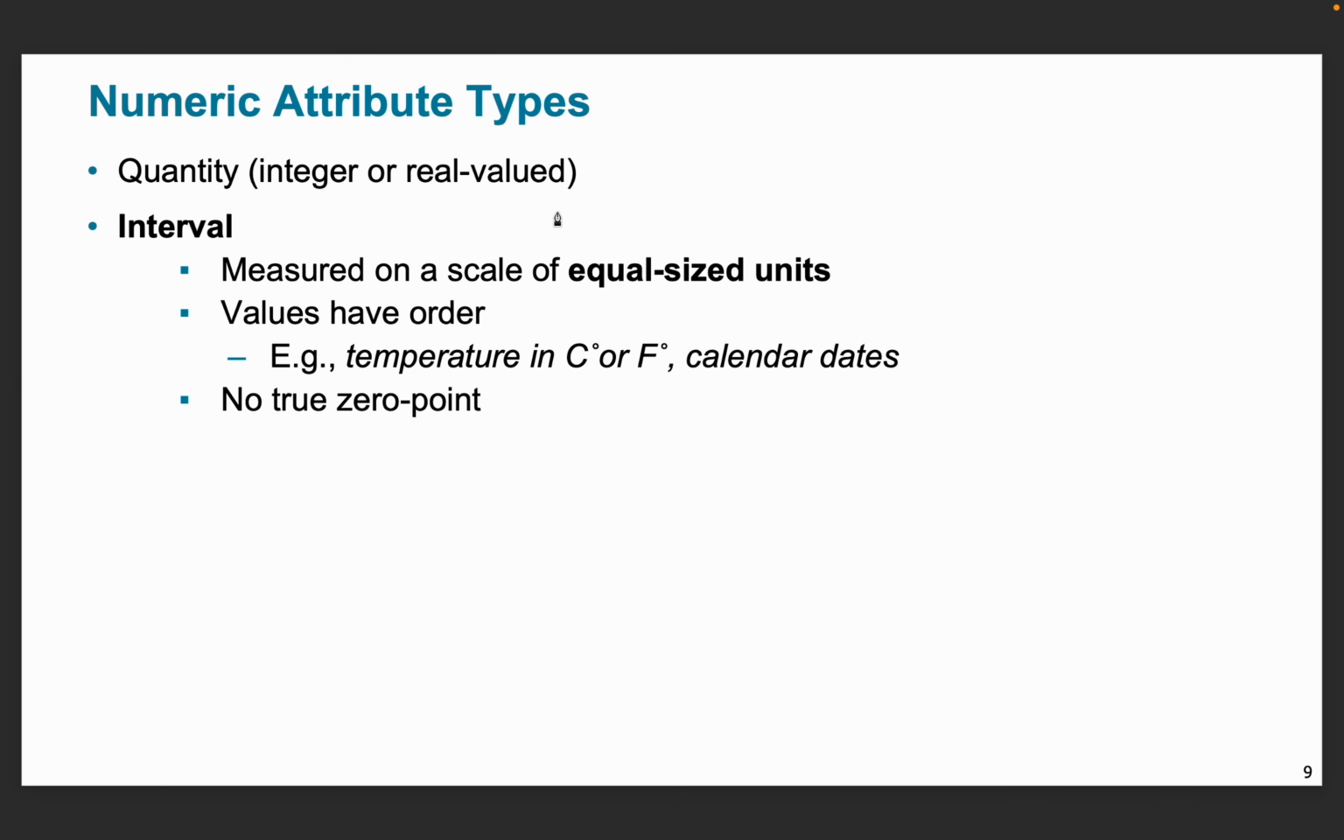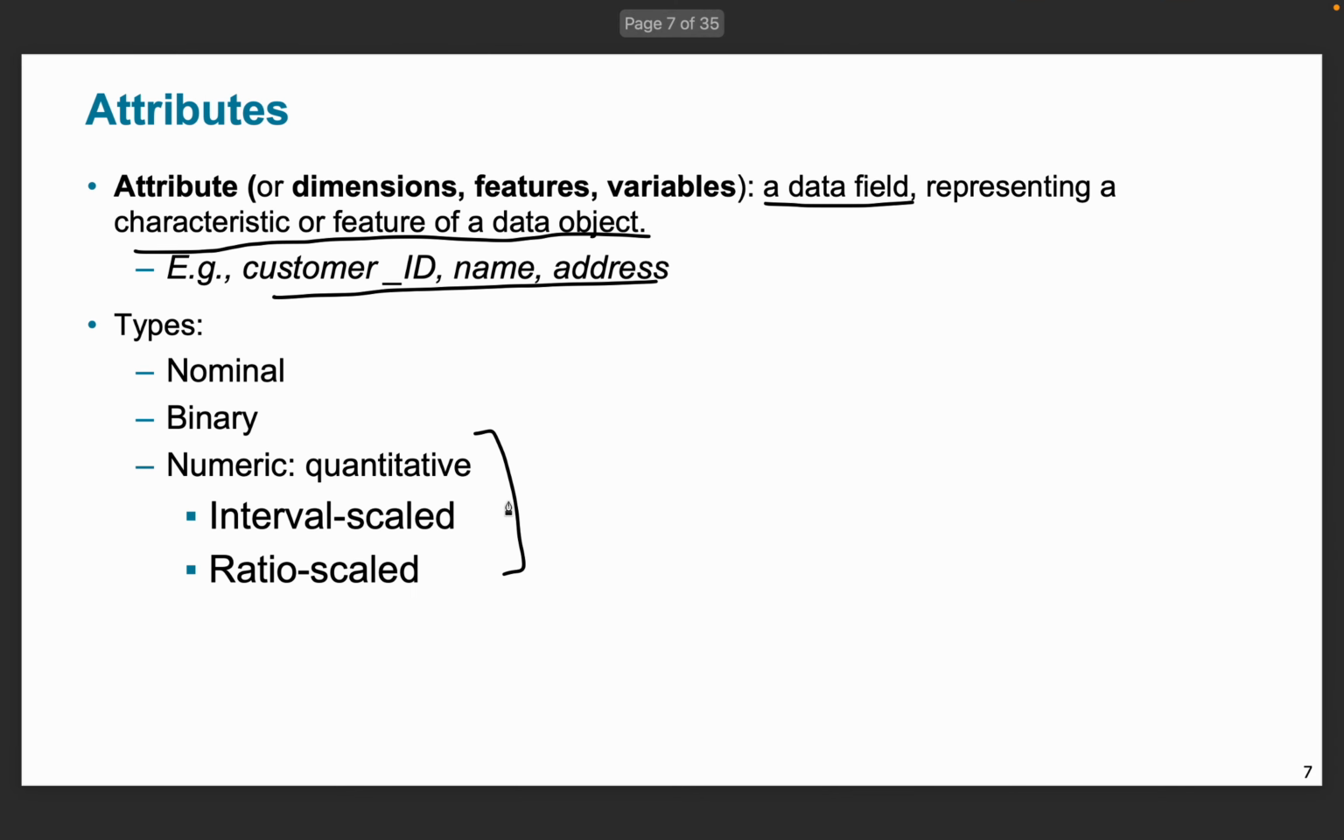So to continue, quantity data is integer or real valued. Here we have different types of numeric values, that is interval scale and ratio scale. So what's the difference between them? Interval scale is where the difference between values is meaningful, but there is no true 0 point. For example, temperature, date.